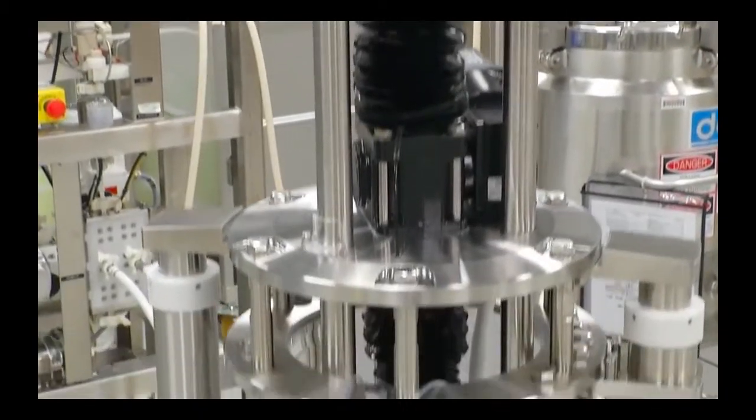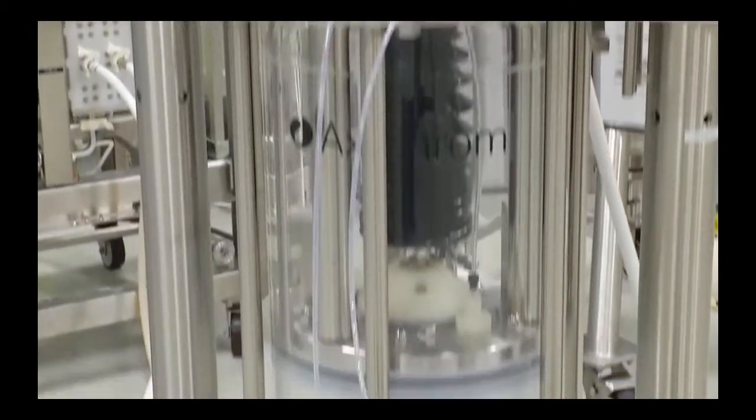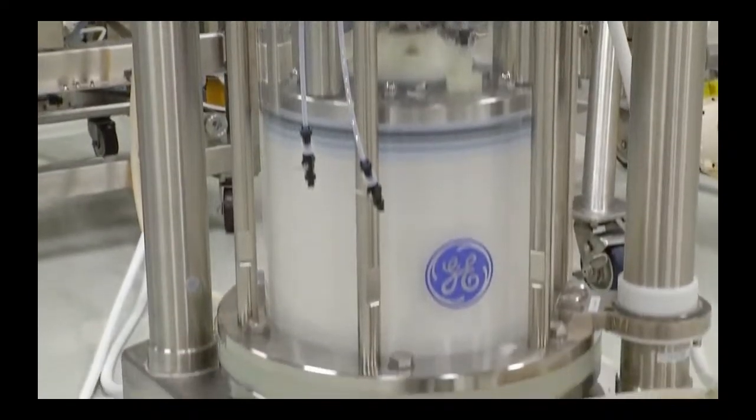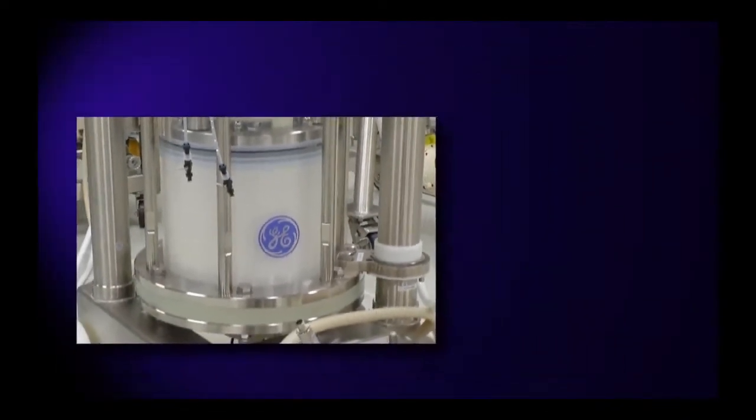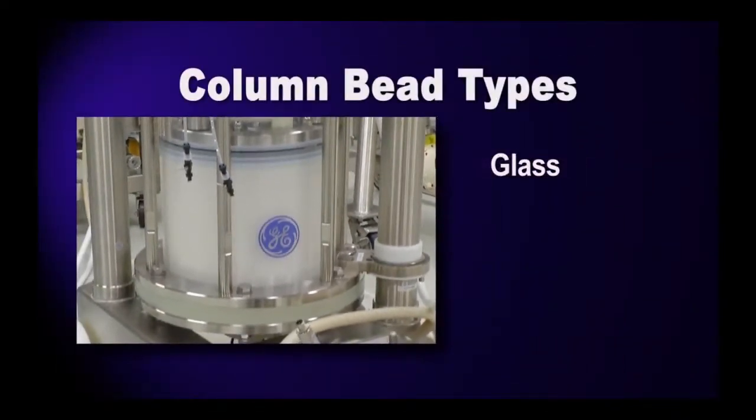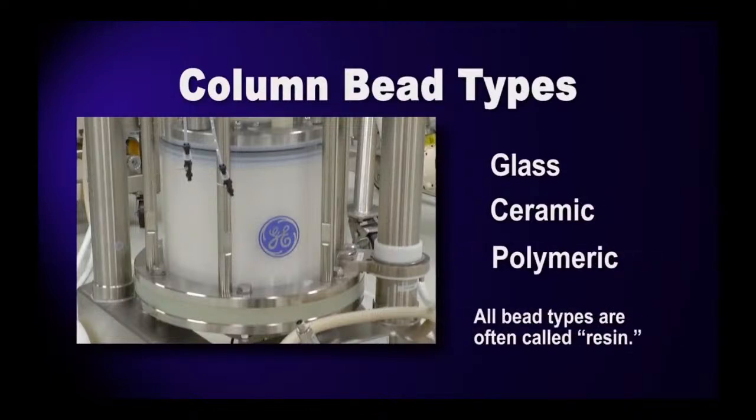In our GFP purification process, we'll be using multiple types of column chromatography. The column is a cylinder filled with glass, ceramic, or polymeric beads, which are engineered to interact with or bind with molecules based on one or more physical properties.